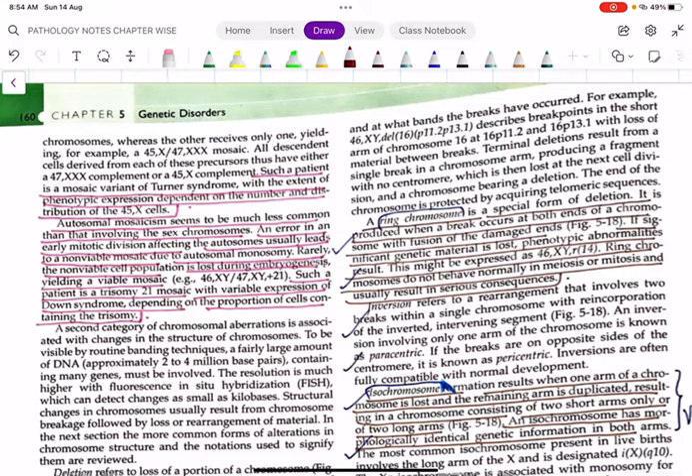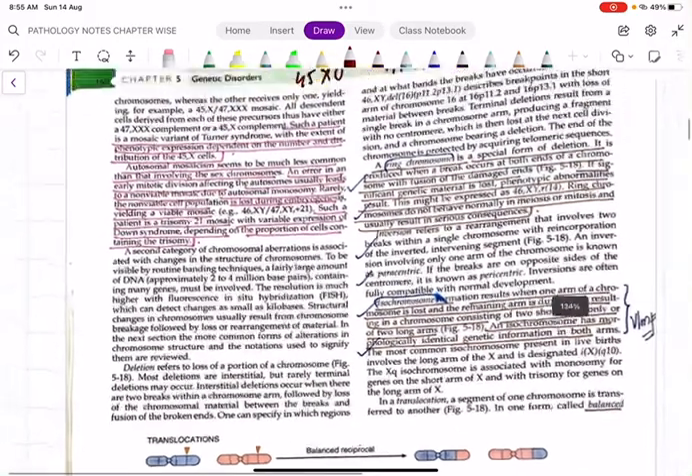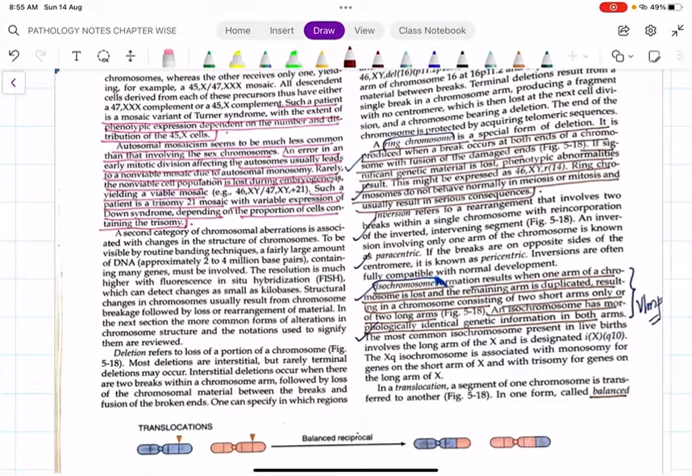For example, in Turner syndrome, what is the karyotype? 45XO. In Klinefelter syndrome, it is 47XXY. Am I right? Yes. So these are some of the important abnormalities. Once that is done, let us know some of the important terminologies, the commonly encountered terminologies that we come across in genetics.